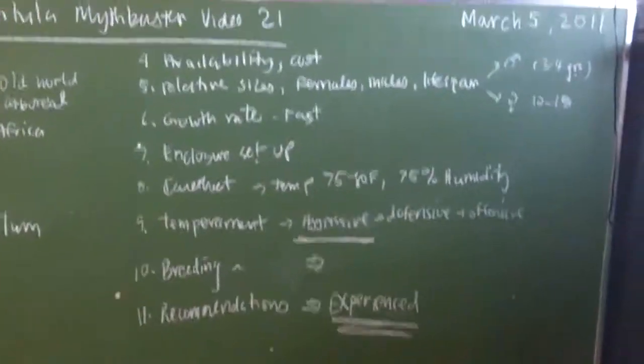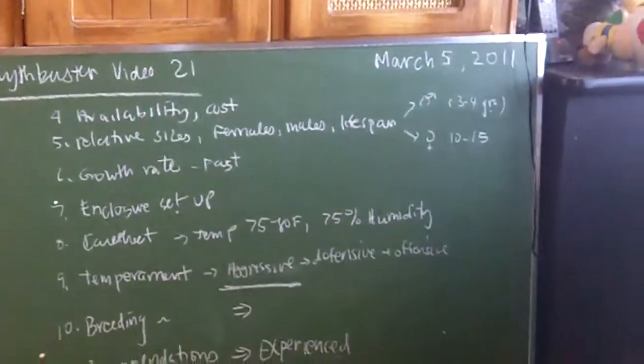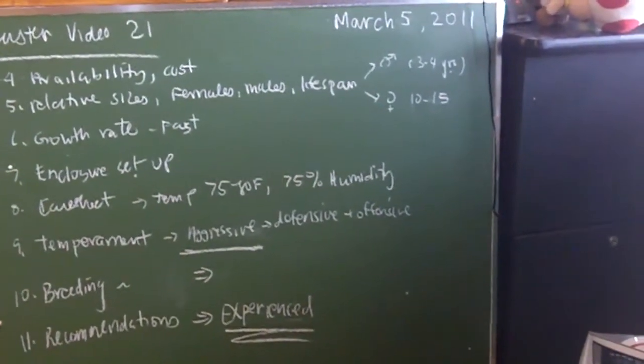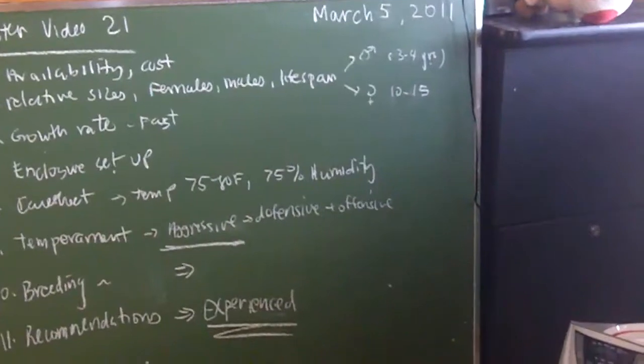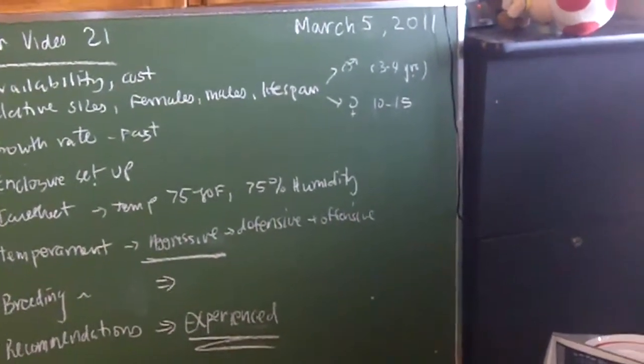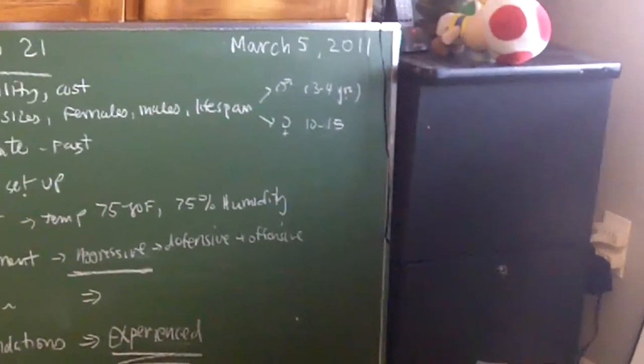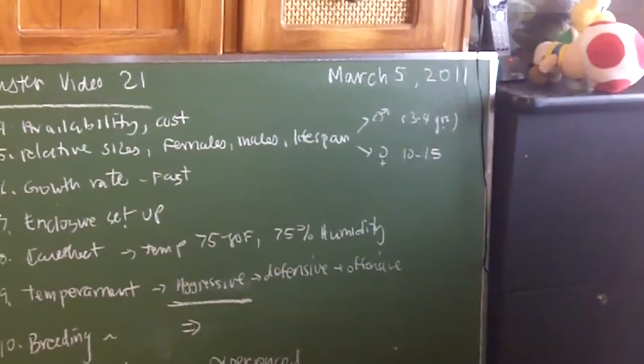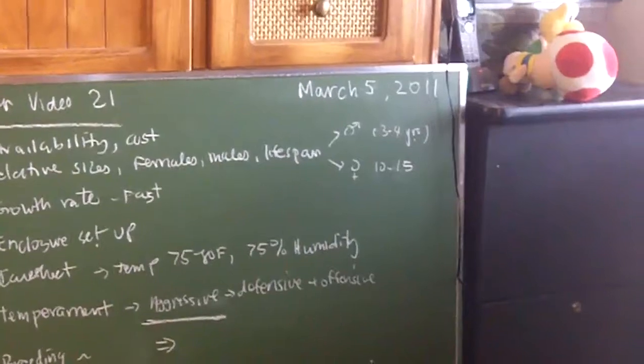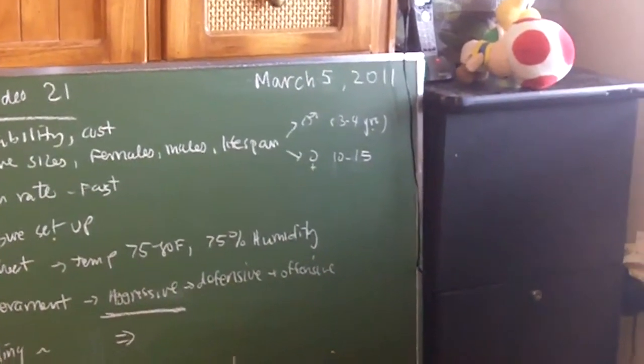Okay, so the relative sizes, the females, the males, and the lifespans. The lifespans are pretty short because it's a very fast-growing species. The females have a lifespan of 10 to 15 years, and males take around 3 to 4 years to mature, depending on how you feed them.